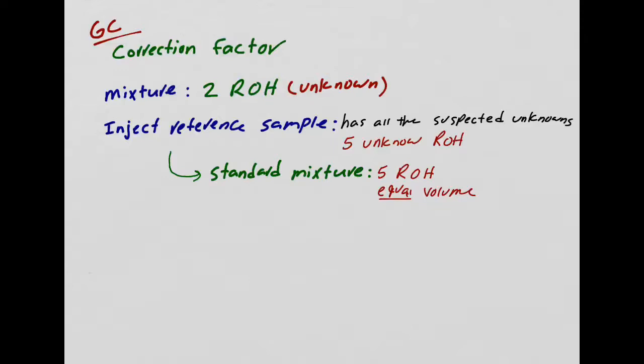So I know what the percent composition is supposed to be. So I can figure out a correction factor and apply it to my sample. Because I know these are all equal volume, so I know they all have the same composition. So now I can figure out the correction factor and apply it to our mixture. Yeah? Okay.